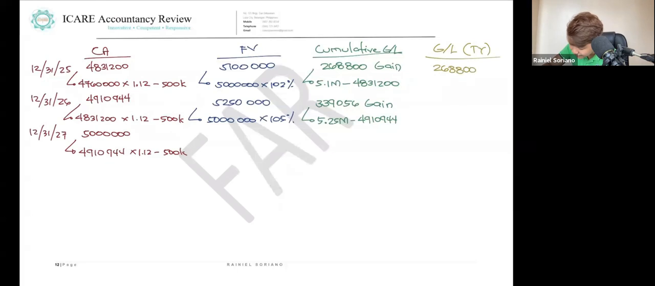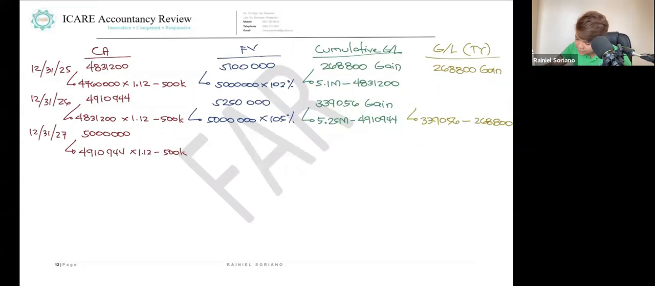268,800 gain na ito. Bakit? Because apparently, wala pa naman tayong prior year. First year pa lang yan. Okay? Pero pagdating dito sa 2026, this will be equal to 339,056, minus yung last year na 268,800. Again, minus yung last year na 268,800, magkano yan?